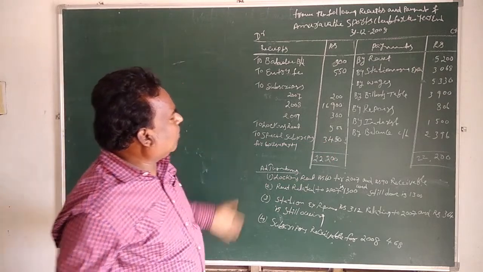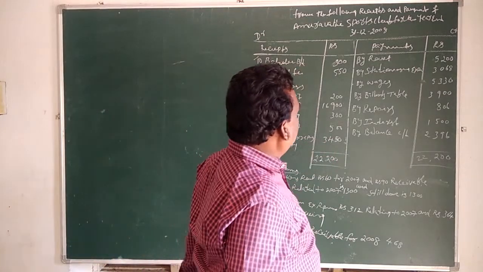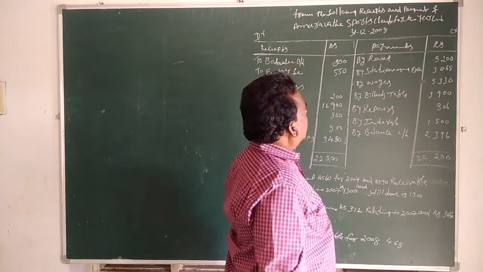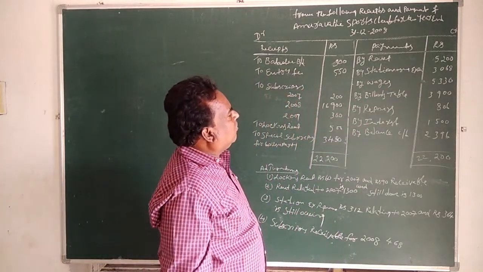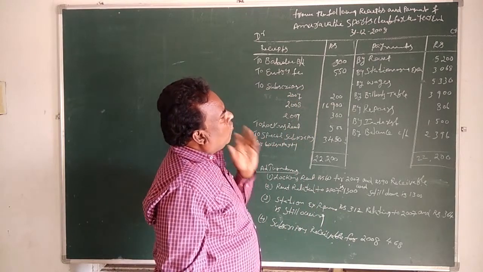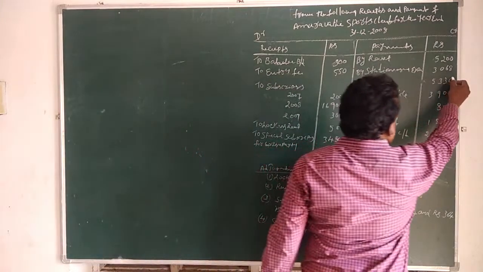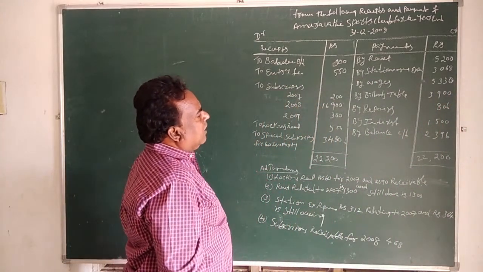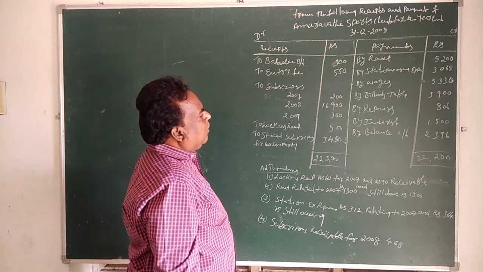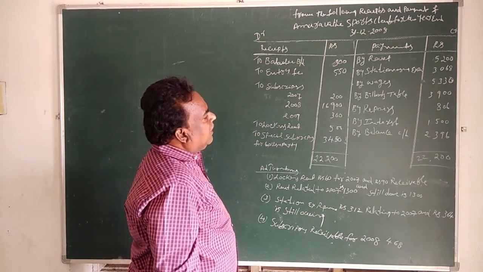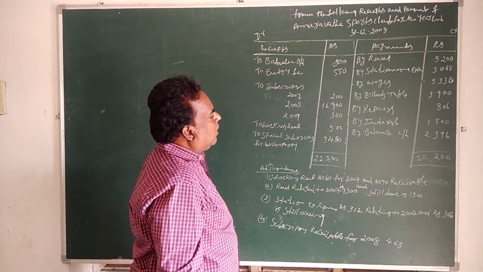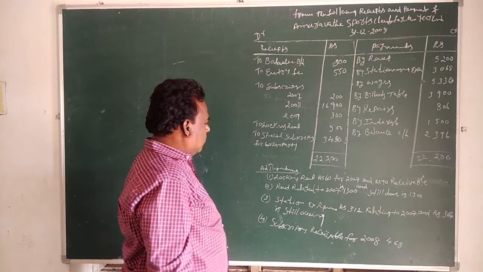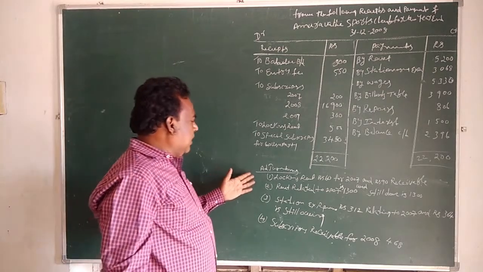This is the receipts of Amaravati Sports Club. Similarly, payments: by rent 5,200, by stationery expenses 3,068, by wages 5,330, next, billiards table 3,900, by repairs 806, by interest 1,500, by balance carried out 2,396.